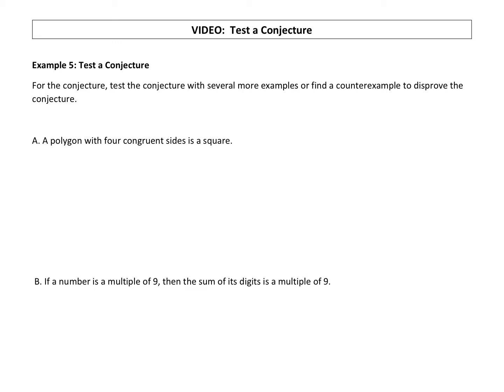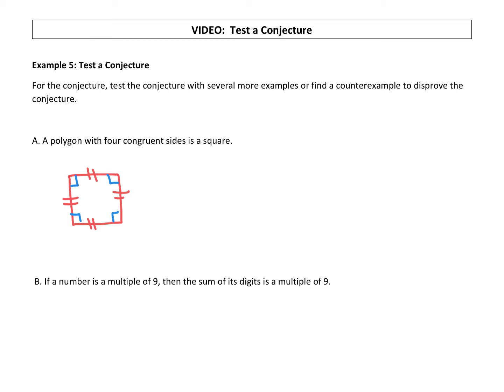So our first conjecture is a polygon with 4 congruent sides is a square. So let's draw a polygon with 4 congruent sides. And you know what? Sure does look like I drew a square, doesn't it? So I am showing an example that supports the conjecture. I did not prove it wrong. Can I think of any other polygon that has 4 congruent sides but is not a square?